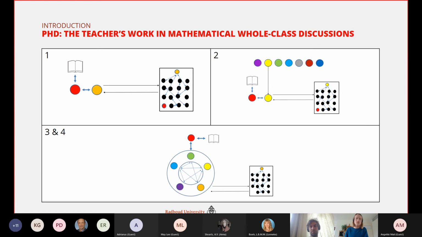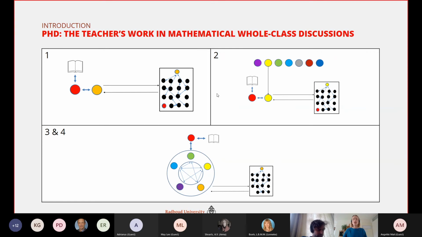And I'm going to give you a quick overview of my PhD research about the teacher's work in mathematical whole class discussions. In the first study, I collaborated with one teacher, and we developed 4 lessons that involved whole class discussions. So we sat down together and we prepared, and then she would enact the lesson, including a whole class discussion, and I would be there to observe and to videotape. And after that, we would evaluate and reflect on the lesson using the video. And in the study, I investigated her role in the whole class discussions and how her role changed throughout the 4 lessons that we developed.